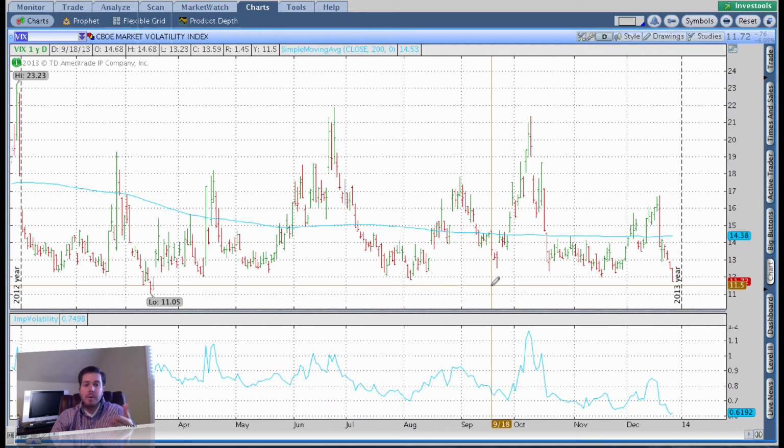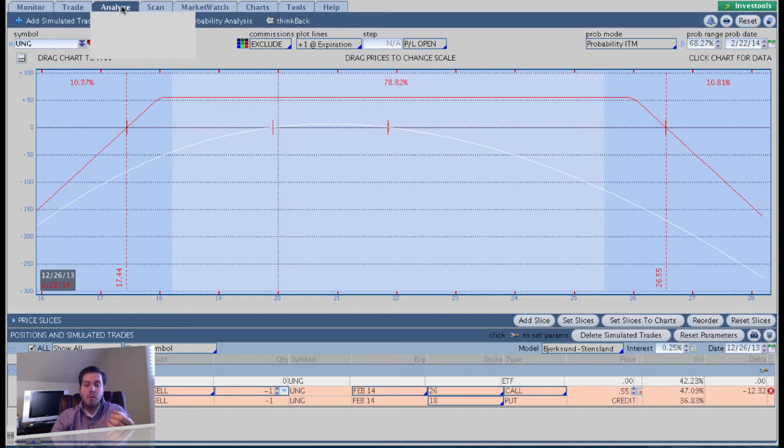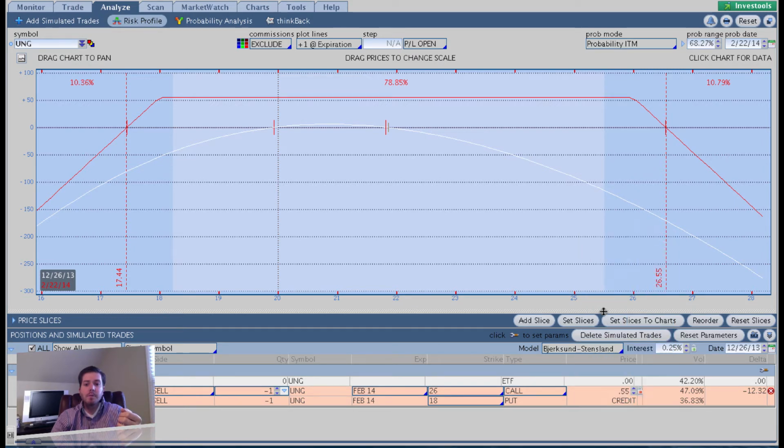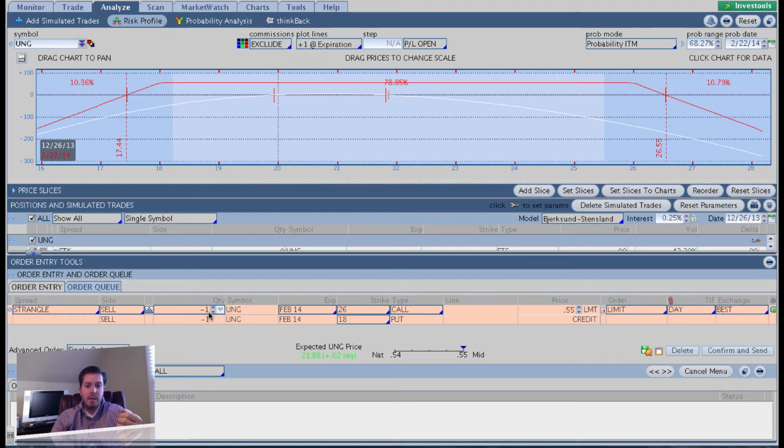So how do we determine, this has theoretical unlimited losses essentially. So how do you determine how to allocate this? You might be asking yourself. And the answer to that question is you go down here to trade. We're here on the Analyze tab and Risk Profile. And you right-click on the trade and hit Create Duplicate Order. Right now we've got it set to 1, just because we were just analyzing it. But now we're trying to figure out how many of these we actually want to sell.